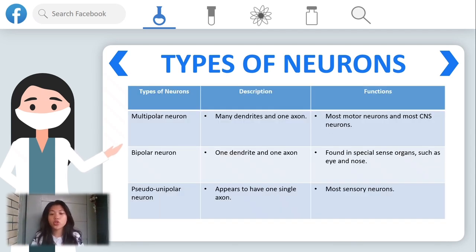Here is a table showing the differences of the three. So the multipolar neuron has many dendrites and one axon. As for the function, most motor neurons and most CNS neurons. Bipolar neuron description: one dendrite and one axon. Function: found in special sense organs such as eyes and nose. The pseudo-unipolar neuron appears to have one single axon, and most sensory neurons.